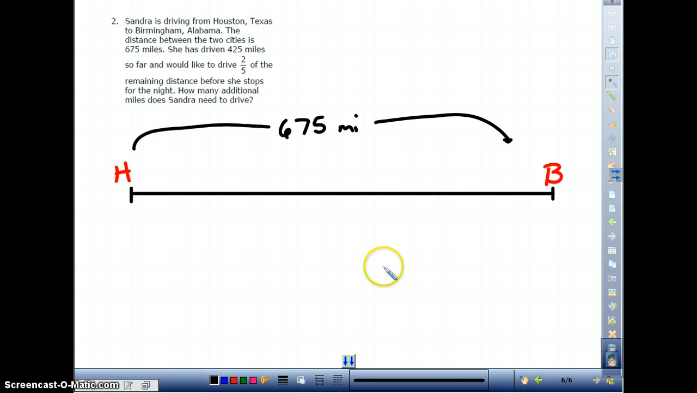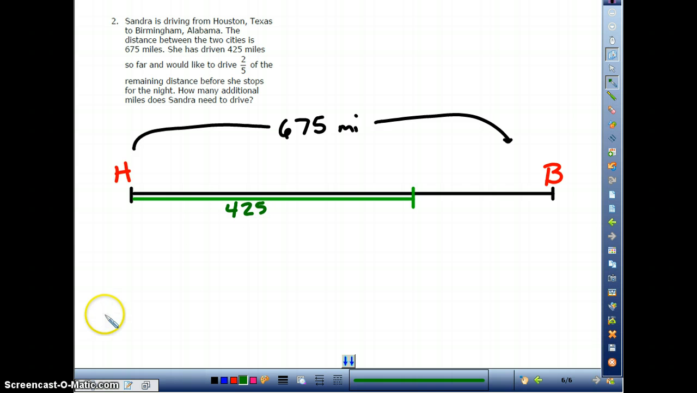All right? She has driven 425 miles so far. So in a different color, I'm going to mark down what she's driven so far. Let's say from here to here. Let's say that is the 425 that she's driven so far. And she would like to drive 2/5 of the remaining distance before she stops for the night. How many additional miles does she need to travel?